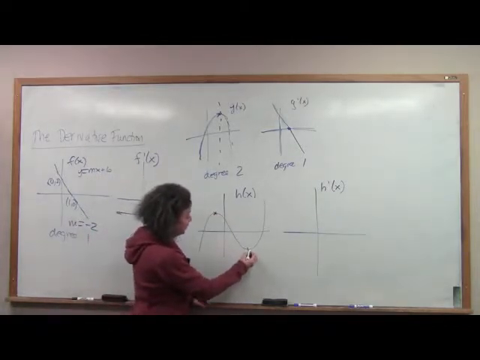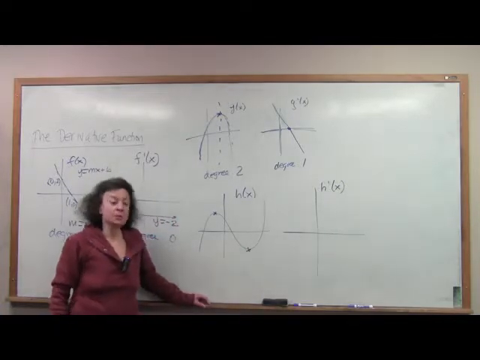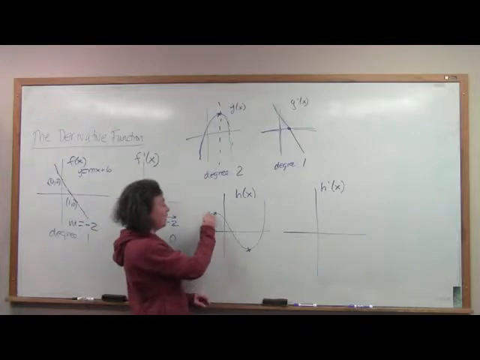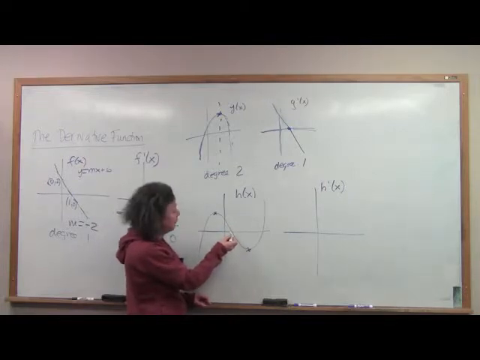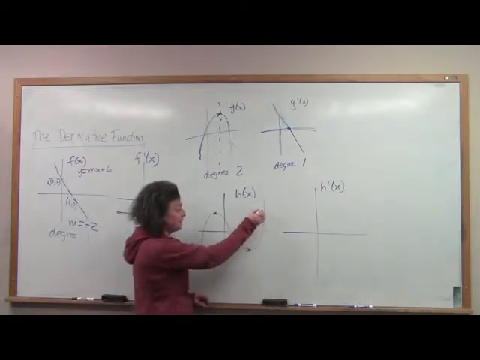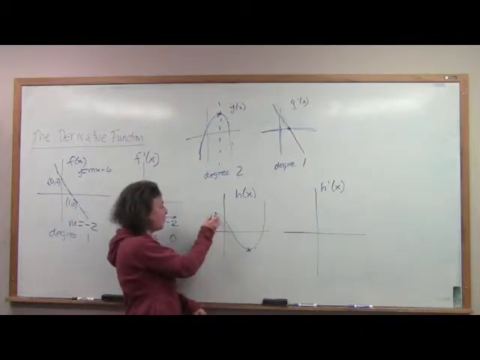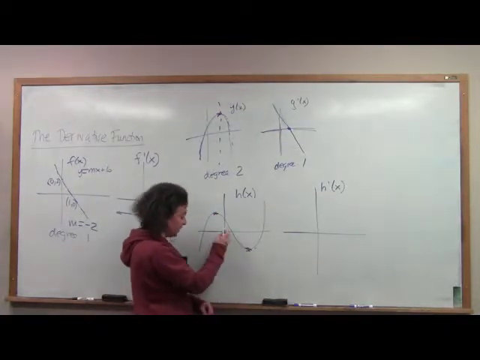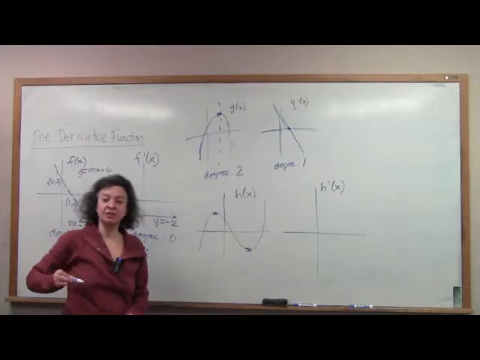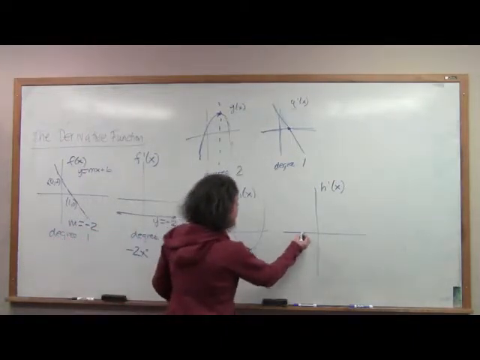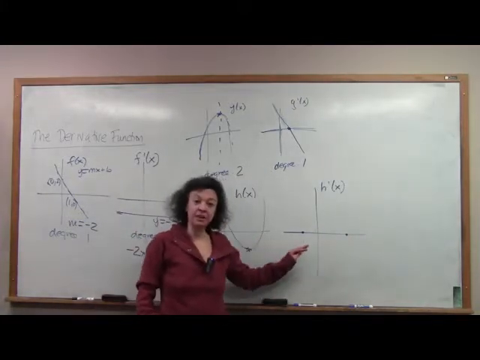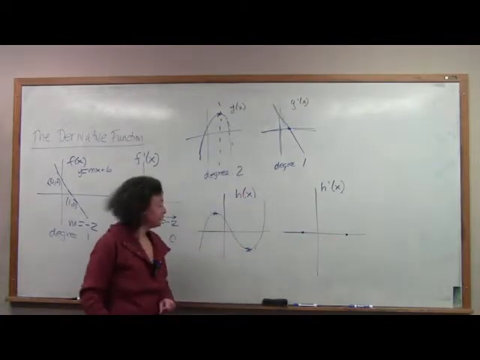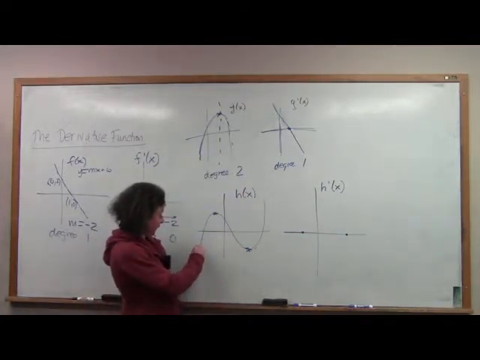I claim that these are pretty darn significant points right here. The reason being is notice that my graph is changing right here from increasing to decreasing. And over here in a similar manner, my graph is changing from decreasing to increasing. What's happening right here? What's the slope of my tangent line? I claim at both points where it's changing from increasing to decreasing or vice versa, my slopes are 0. Remember, over here we're graphing our slopes. Our slopes are 0.